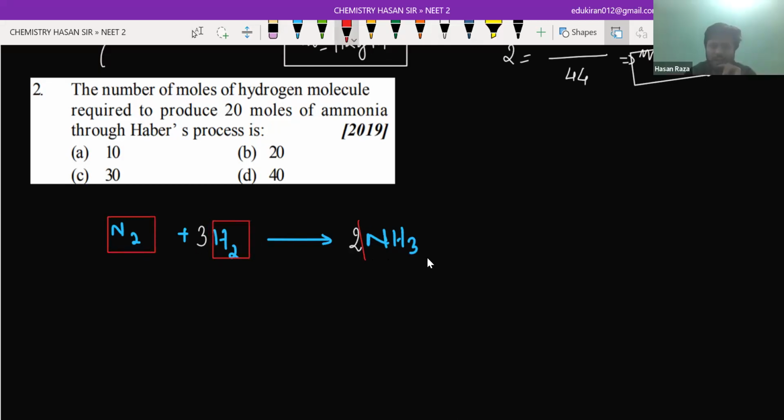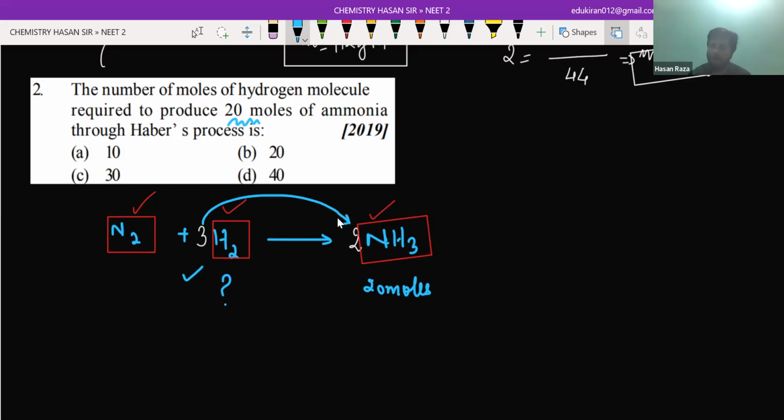And the stoichiometric coefficient of NH3 is 2. So what you need to keep in your mind is that 1 mole of N2 reacts with 3 moles of H2 to give 2 moles of NH3. This is what you will read. Now, in the question it is given that the moles of ammonia is 20, and you need to calculate the number of moles of H2. Are you getting my point? It just reversed. You can see 3 moles of hydrogen will give 2 moles of ammonia. Are you getting my point? You don't need to deal with this now.